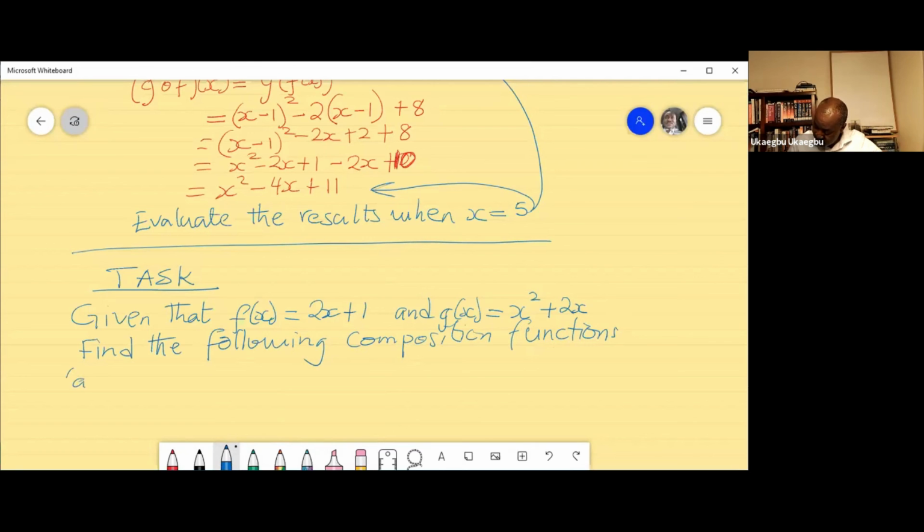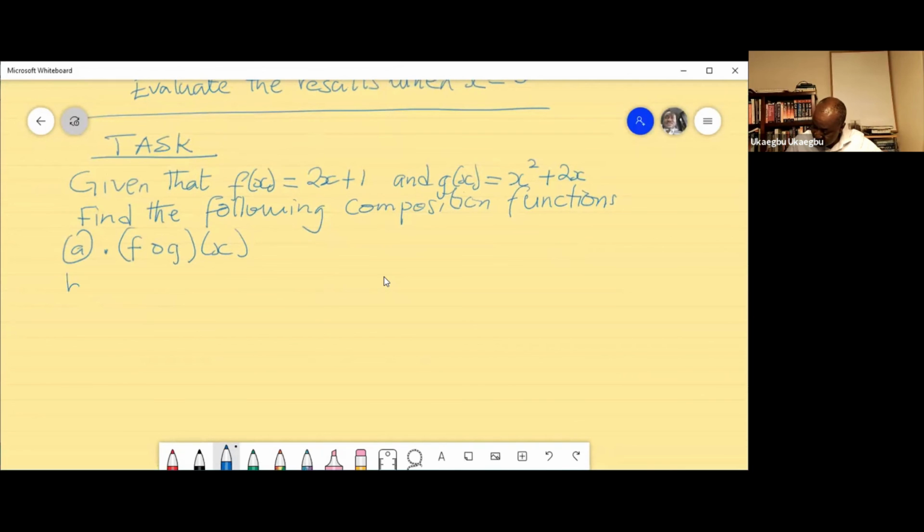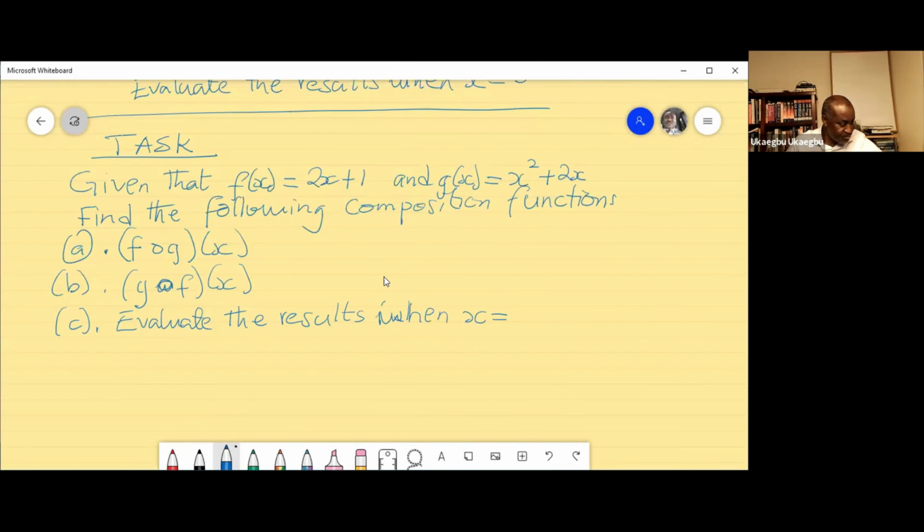Okay, so A is f with g of X, and B is g with f of X, and then C is evaluate the results when X is equal to -1. When X is equal to -1. That's it.